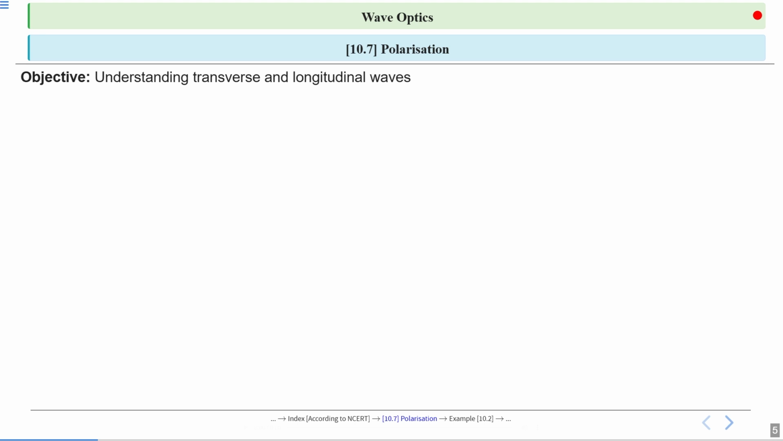We will understand transverse and longitudinal waves in this slide. Our objective is to understand the fundamental differences between these two types of waves.